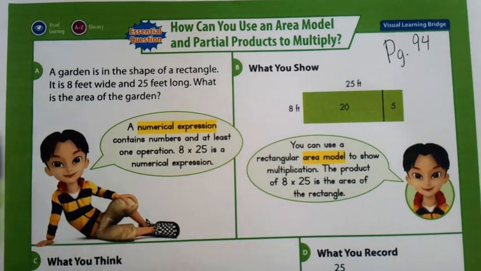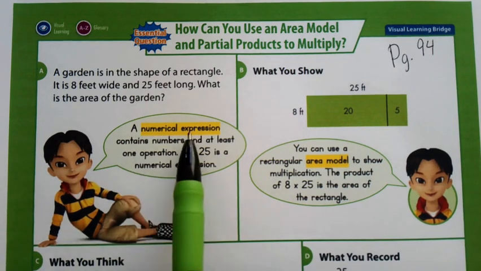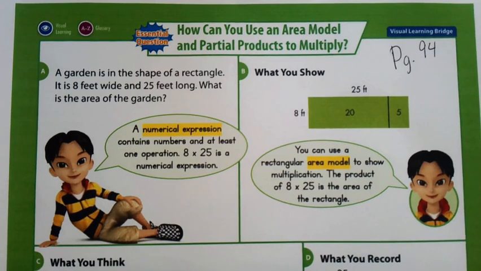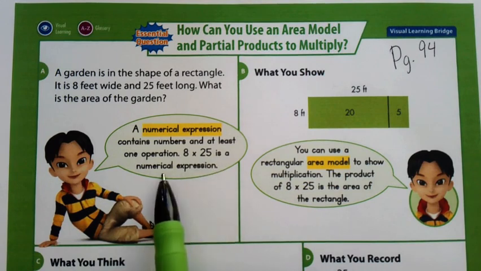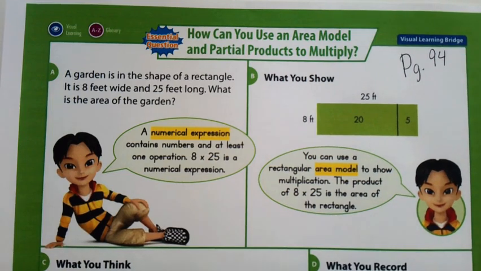It says, a garden is in the shape of a rectangle. It is 8 feet wide and 25 feet long. What is the area of the garden? Now down here it says a numerical expression contains numbers and at least one operation. Remember, operations are addition, subtraction, multiplication, or division. So that means that 8 times 25 is a numerical expression because we've got two numbers with one operation.